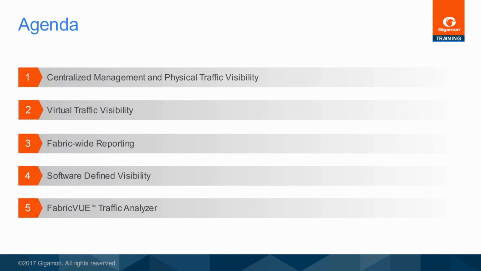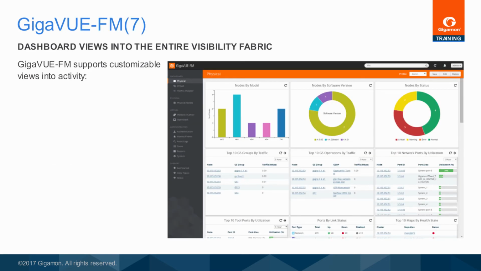The third category of GigaVUE-FM functionality is on the different reporting options GigaVUE-FM offers for the whole fabric. A single instance of GigaVUE-FM can manage hundreds of physical GigaVUE nodes and many more virtual nodes. Using Fabric Manager as a single console into a visibility fabric deployment means that traffic from just about anywhere can be selected, custom optimized as required, and delivered to the right tools.